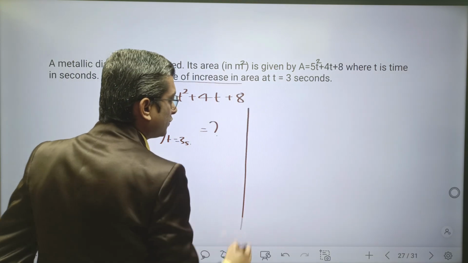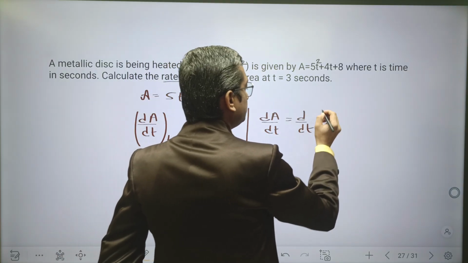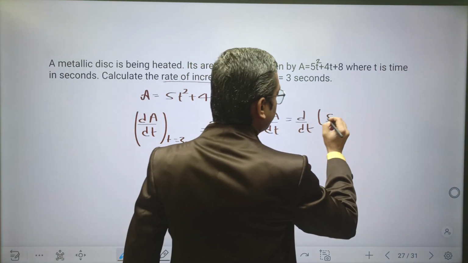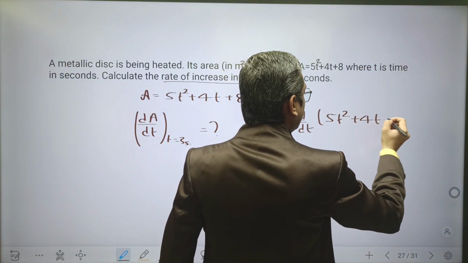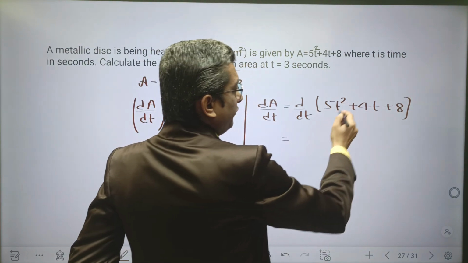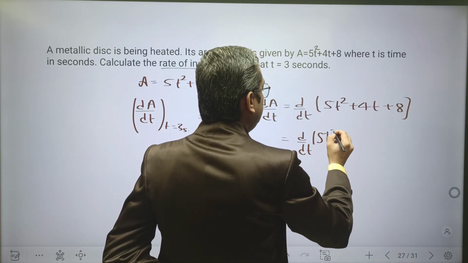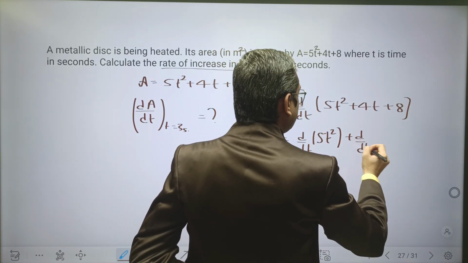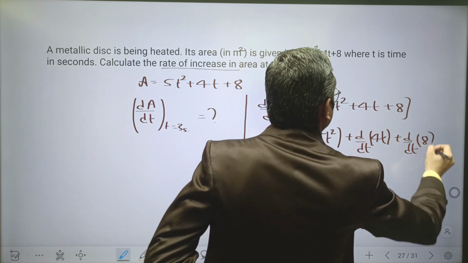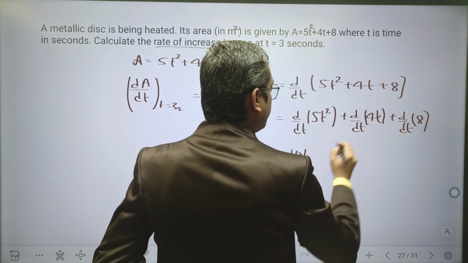First of all, we will find dA by dt, that is, differentiate the given expression of A. And what is A? That is 5t square plus 4t plus 8. So this will be dA by dt. Separate the terms, so this will be d by dt of 5t square plus 4t plus 8, so this will be 10t plus 4.